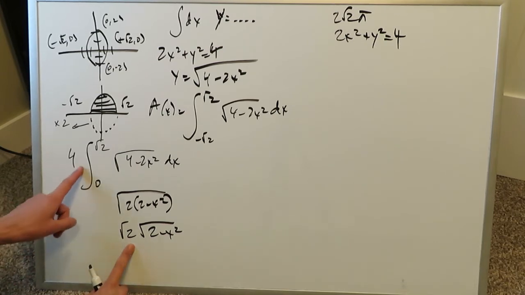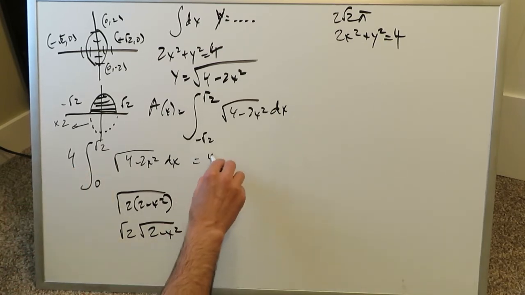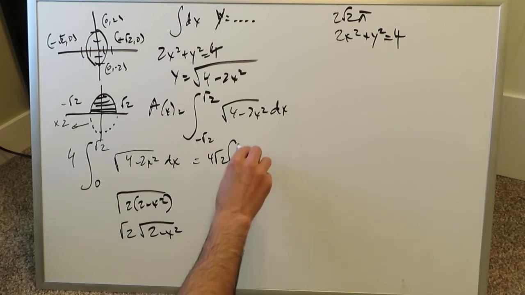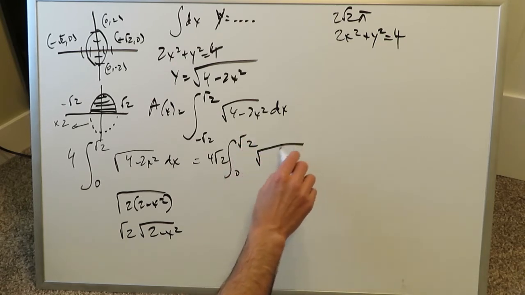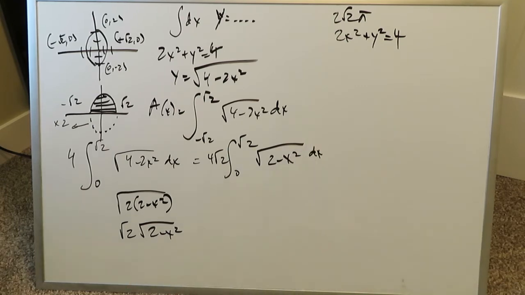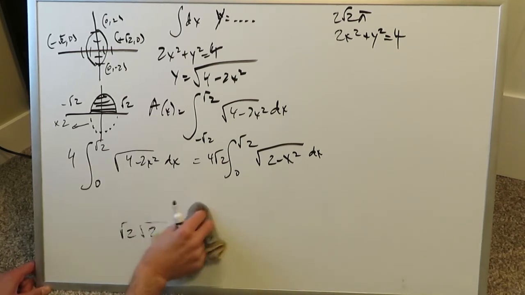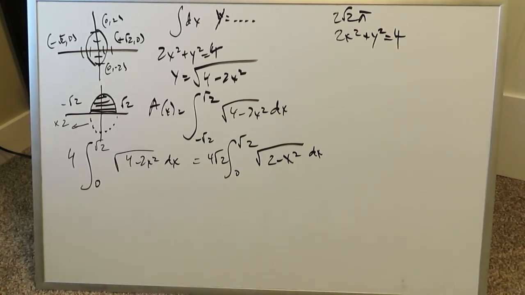This root 2 can attach with this 4. So what will you get? You'll have a 4 root 2 and then 0 to root 2. And here in the radical, we just have this 2 minus x squared. Basically, for integration techniques, the hardest part normally is just the algebra which comes with everything. Just like as it was in derivatives, the simplification of your derivative is usually more work than the actual derivation part. This is what we have so far.